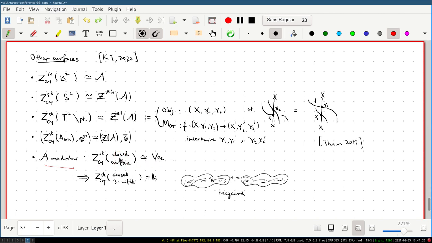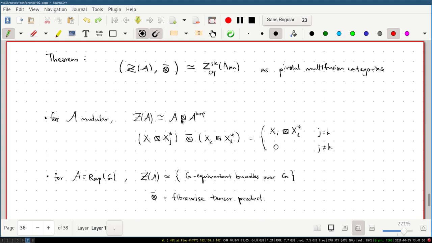In general, the result is that it just depends on the boundary of the surface. That corresponds quite nicely with this picture, where the annulus has two boundary components, so it has two copies of A.